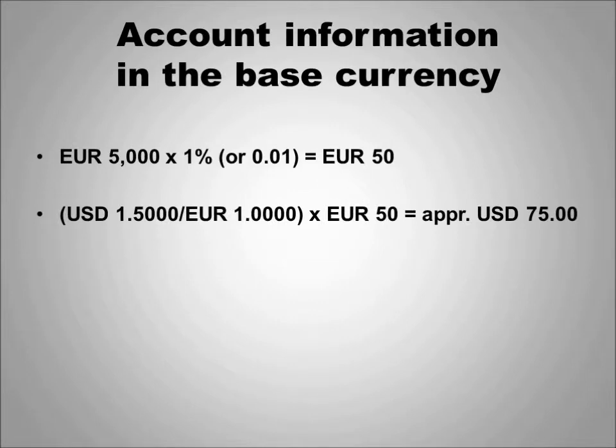And here's what that looks like. So what we've done is we've taken $1.50 US money, divided that by 1 euro, and then we take that quotient and multiply it by 50 euros, and that comes out to 75 US dollars. Now again, before, I calculated in US dollars, but that was just to show you how much we're willing to risk when I have US dollars in my account.